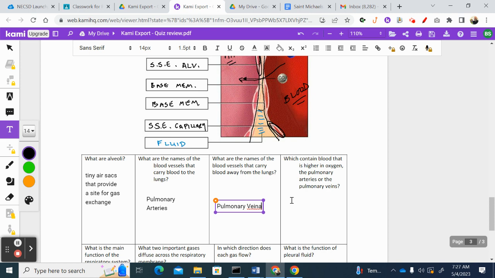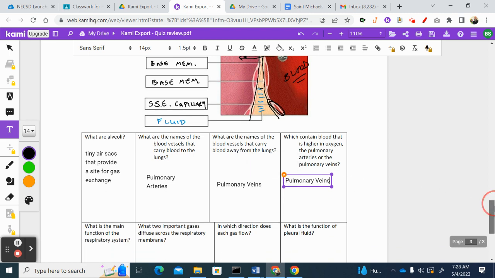Which contain blood that is higher in oxygen? Pulmonary arteries or pulmonary veins? Higher in oxygen. What do you think? Well, which one do we color red? In this case, the vein, which is the opposite when we compare it to the rest of the body. Because in the rest of the body, the arteries have the oxygen.